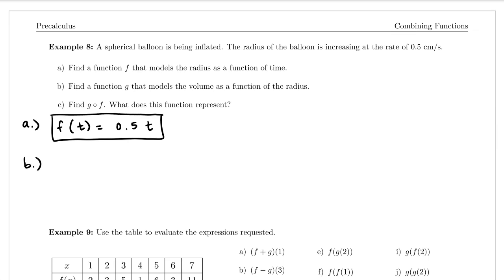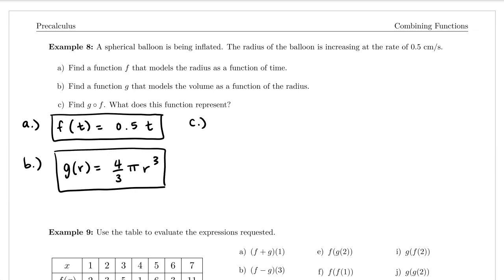Part B says find a function g that models the volume as a function of the radius. So this requires that you remember the formula for the volume of a sphere from geometry, and if you don't remember, the volume is equal to 4/3 pi r cubed, where r is the radius, and then in this case g of r would represent the volume of the balloon.